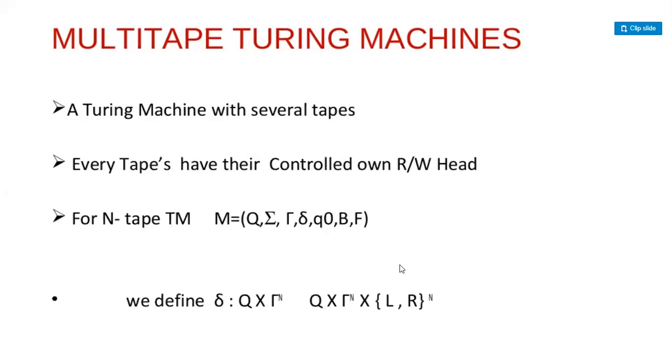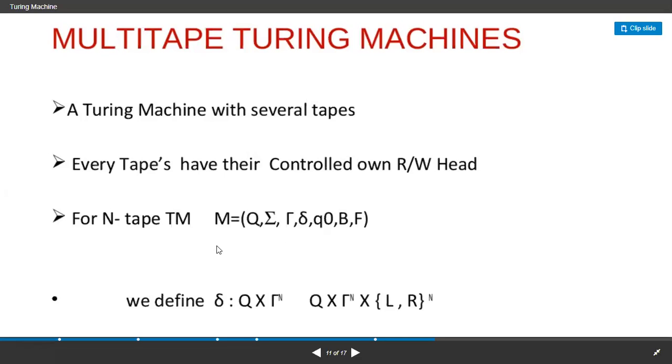Here for an n-tape Turing machine, the mathematical definition of the machine is M equals (Q, Σ, Γ, δ, q0, B, F).